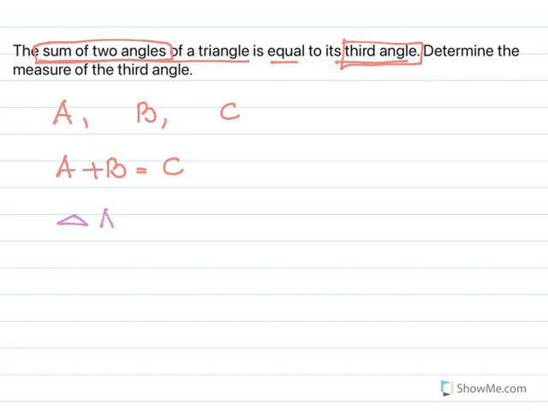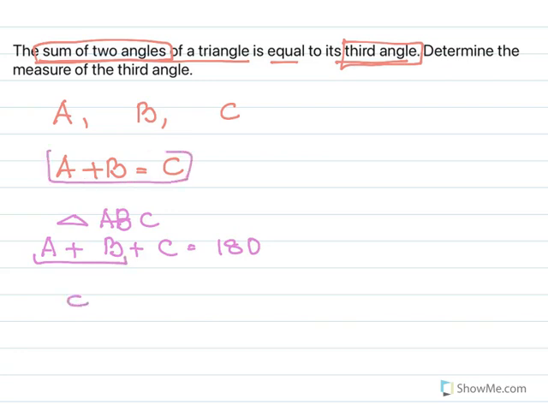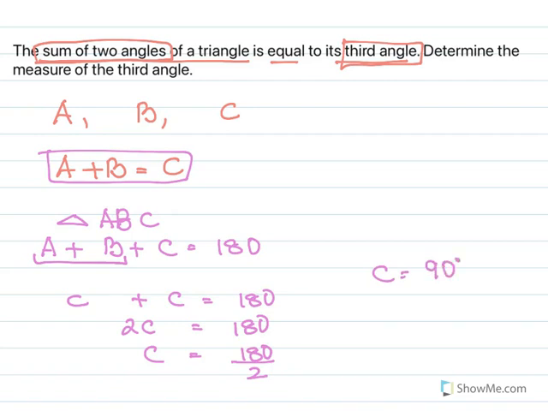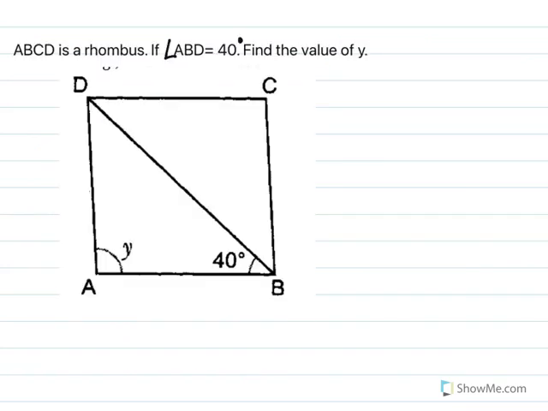This is as per the condition. Now in the triangle ABC, we know A plus B plus C equals 180. This is the angle sum property. But we know A plus B is C. We've got it here, A plus B is C. So C plus C equals 180. Twice C is 180, so C will be 180 over 2. So C equals 90 degrees. So the measure of the third angle is 90 degrees.